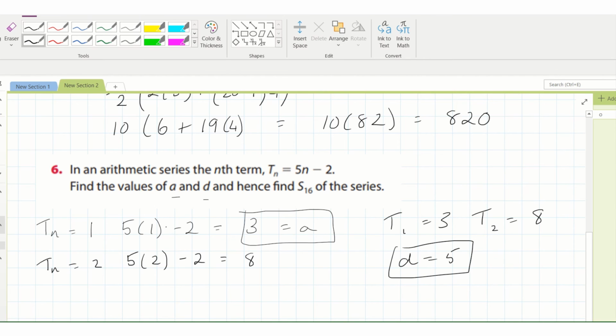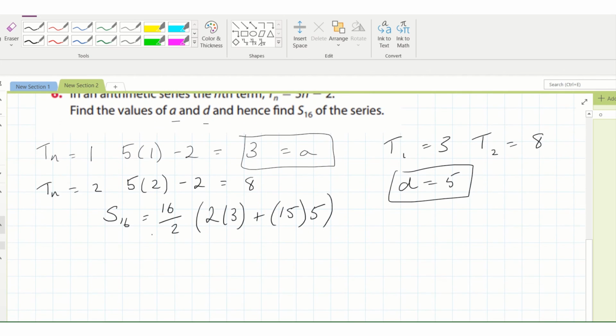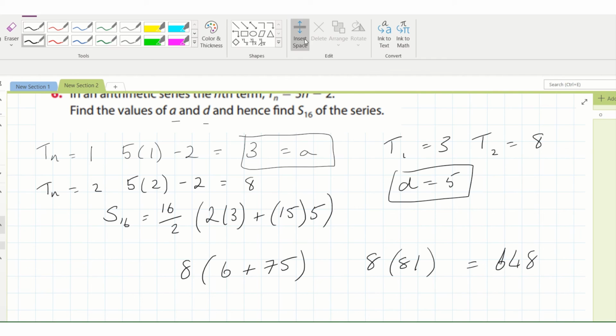So the sum of the first 16 terms is going to be equal to 16 over 2 times 2 times a, which we've discovered is 3, plus n, which is 16, minus 1, so I'm just going to put that in as 15, times d, which is 5. Okay, and then it's just a case of putting all that into our calculator. So that's going to give us 8 times 6 plus 75. So that's 8 times 81, which is 648. Okay, so hopefully that is going to be helpful for you to work through those questions.